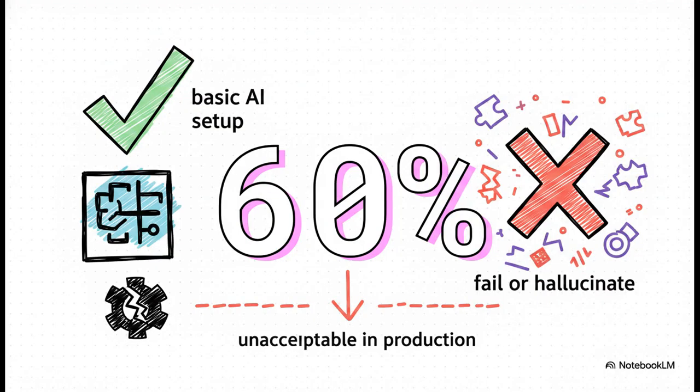Now, why go through all this effort? Well, because of a pretty stark reality. 60%. A basic AI setup, if you just throw it at a problem out of the box, might only hit around 60% accuracy. The other 40% of the time, it might fail completely or hallucinate. And let's be real, in a real-world business process, a 40% failure rate is completely unacceptable. You just cannot put that into production.